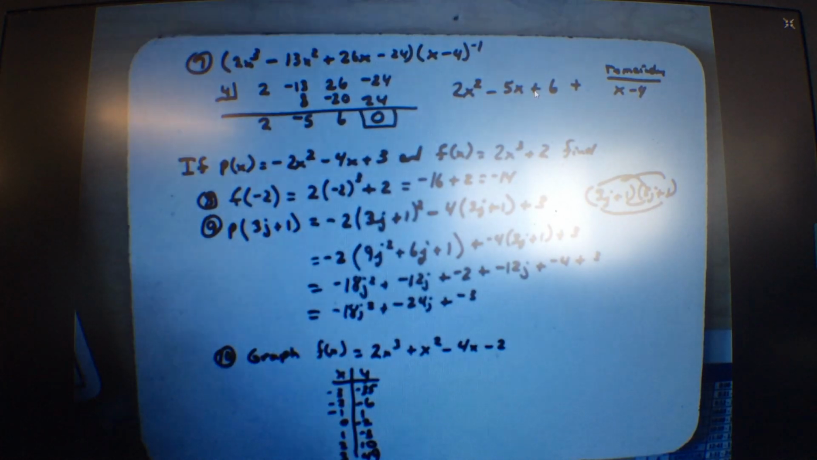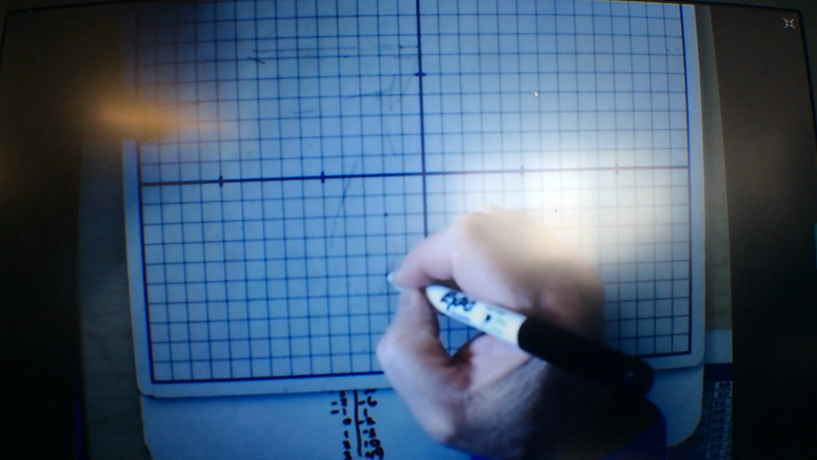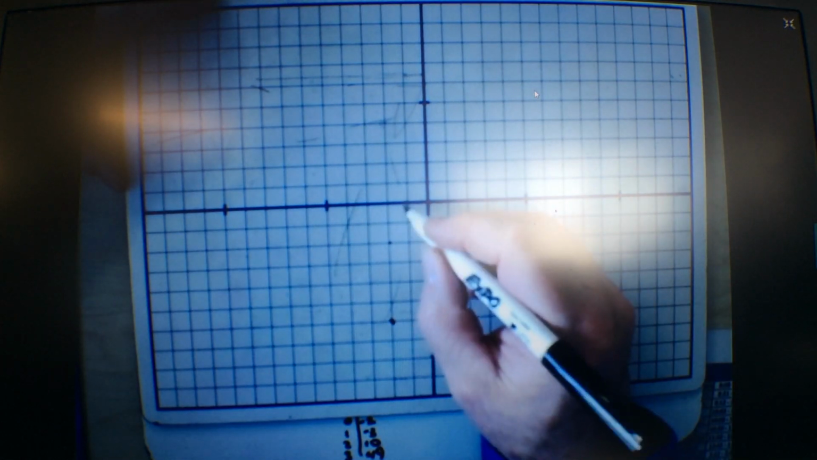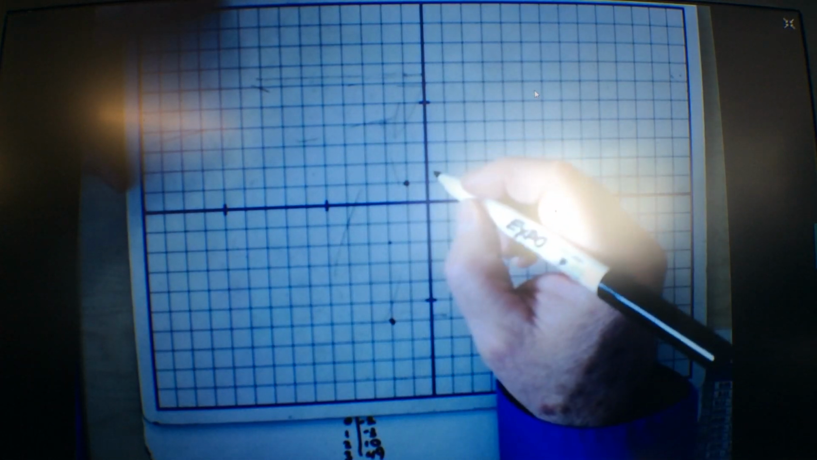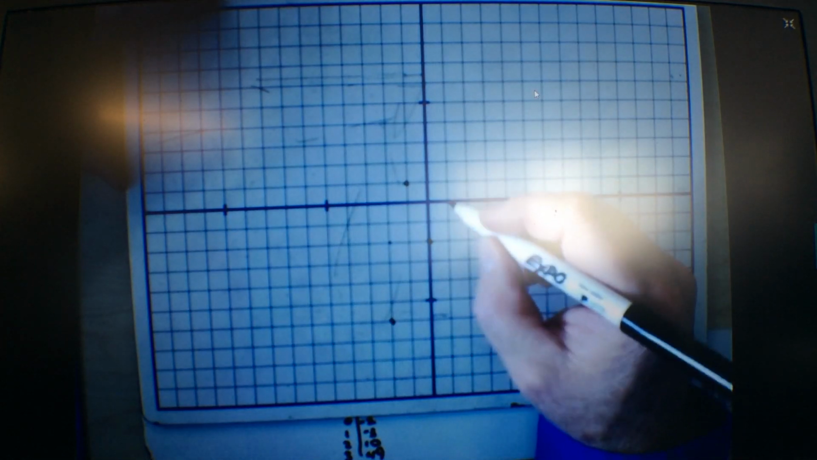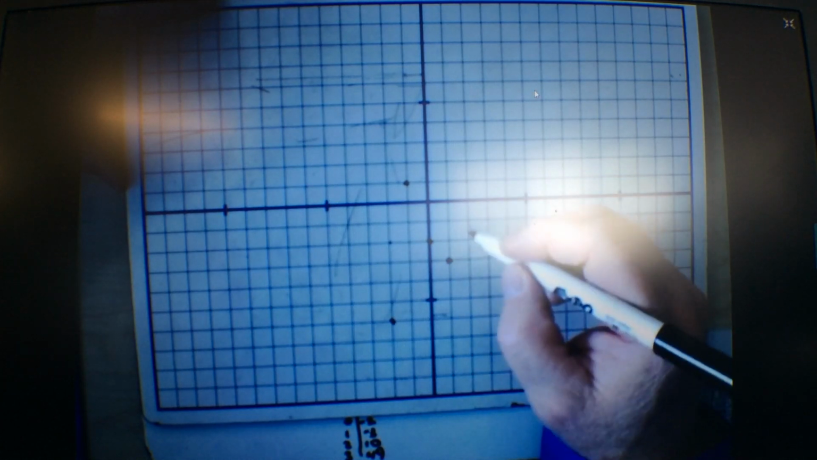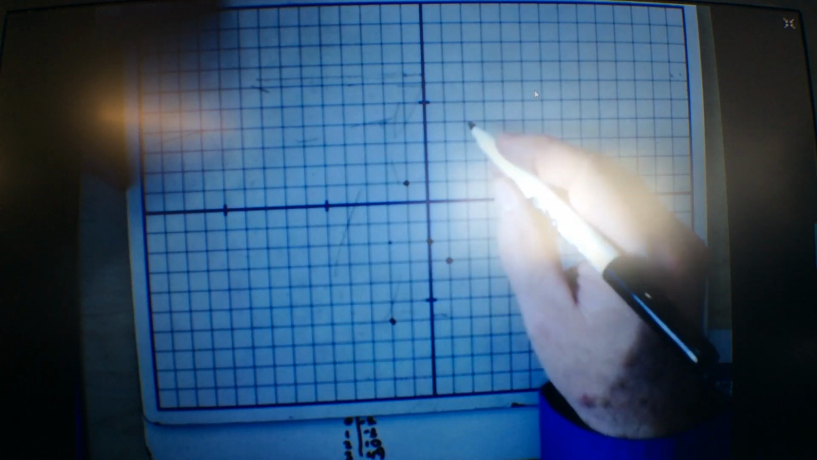Now, I can't really graph a negative 3, negative 35, but I can do a negative 2, negative 6. Would you just read it? 1, 2, 3, 4, 5, 6. Then what? Negative 1, 1. Okay. 0, negative 2. 1, negative 3. 2, positive 10. It's here. And that's about it.